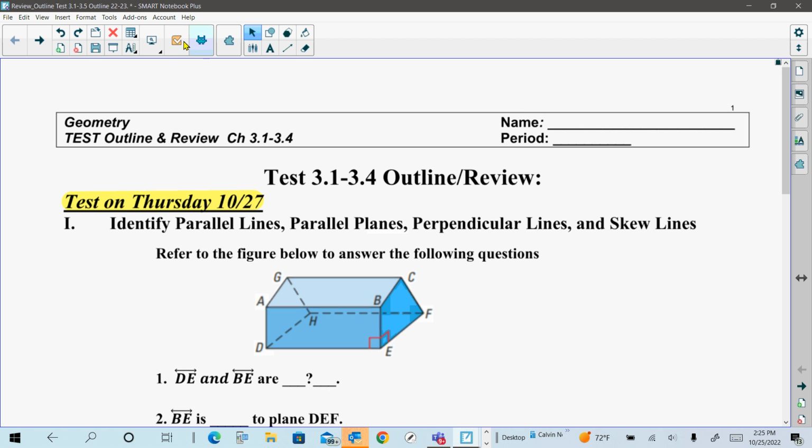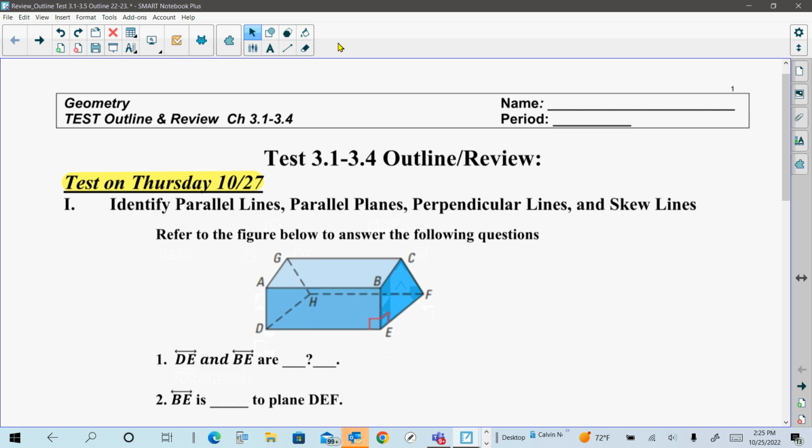Now, for this first section here, you need to know all the different types of lines here. So you need to know what parallel lines are, parallel planes, perpendicular, and skew. Parallel, most of y'all are familiar with that. They never intersect, they never cross. Same thing with planes. Perpendicular, they have to intersect at exactly 90 degrees.